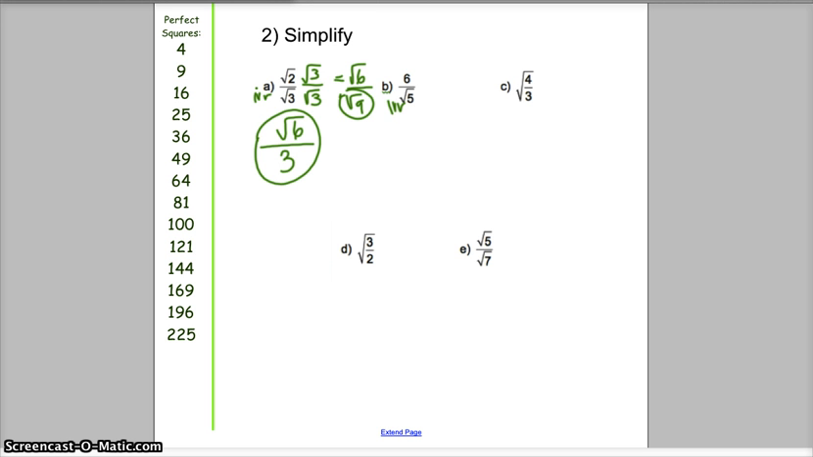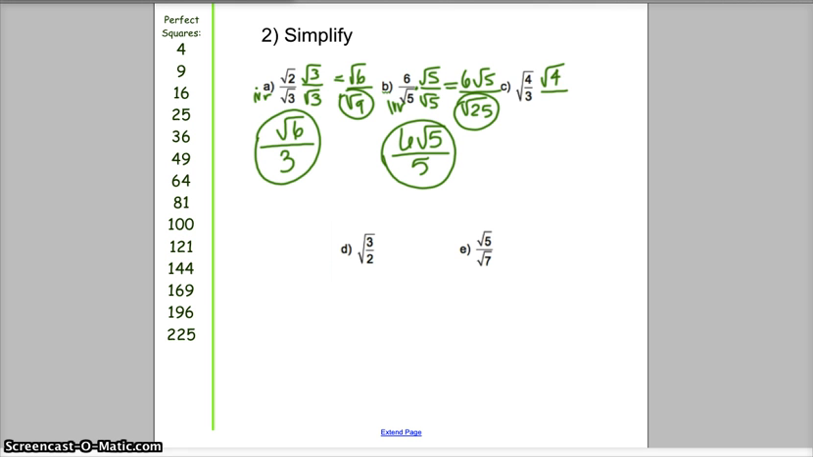This is an irrational number, so the process needs to happen. Multiply by the denominator. Multiply the tops. Multiply the bottoms. 6 square root 5. The square root of 25 reduces to 5. I'm going to break this into its two small pieces. Square root of 4 is 2. Square root of 3. I've simplified the fraction, but it still has an irrational number in the bottom.